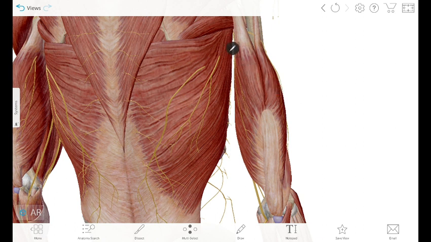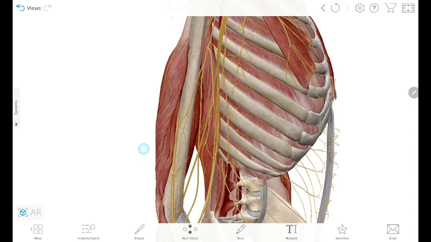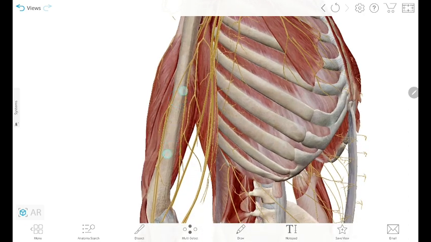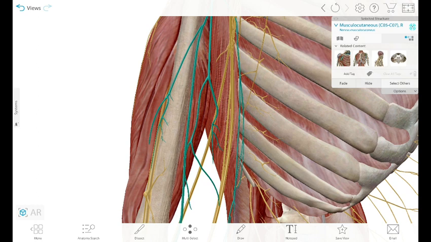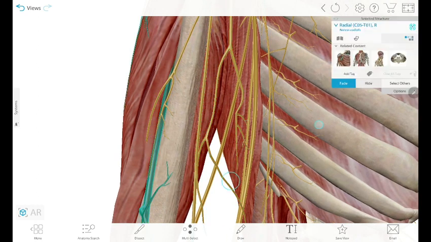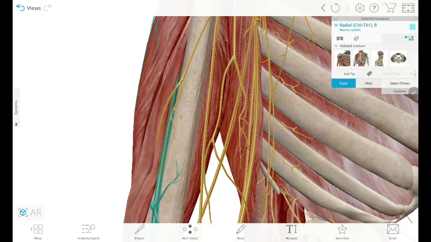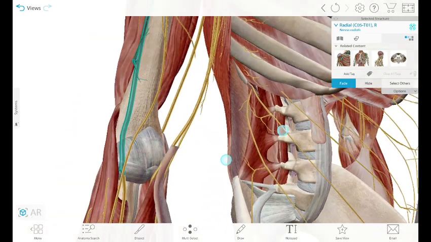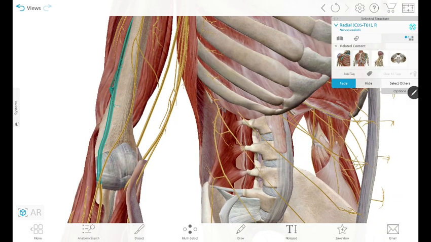And what the radial nerve does is, after exiting out through this intermuscular space, it winds around the humerus in this spiral groove and then comes to lie anteriorly. Then it descends downward, and it comes to lie in front of the lateral epicondyle of the humerus. So this here is the humerus, and this is the lateral epicondyle of the humerus.